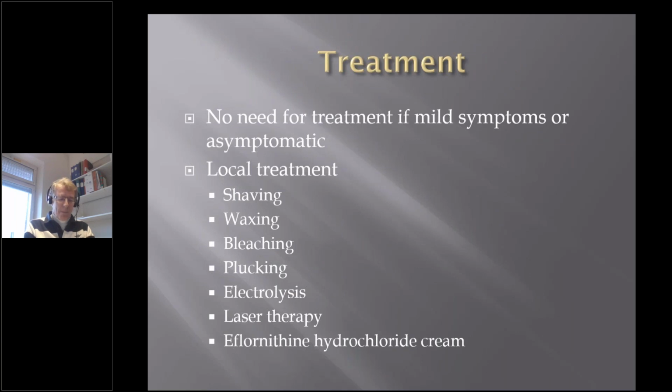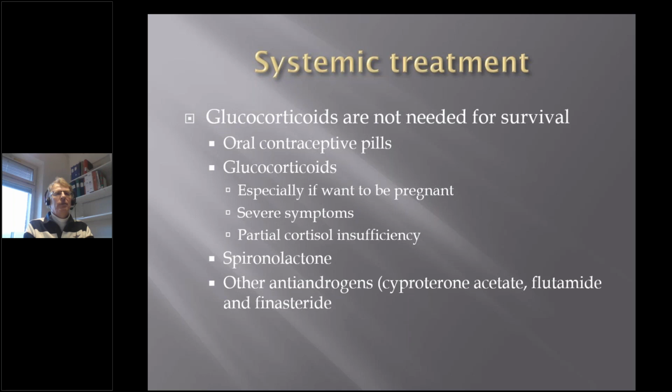So what's the treatment? Well, many patients don't need any treatment if the symptoms are mild or they are asymptomatic. You can do local treatment, which I have shown here, or you can give systemic treatment. And it's important to know that glucocorticoids are not needed for survival. Oral contraceptive pills are very popular in many centers. And the second most popular are glucocorticoids. And you usually want to give them if the female wants to become pregnant, because it lowers the miscarriage rates. And if you have severe symptoms, if you have partial cortisol insufficiency, you're more prone to initiate cortisol.